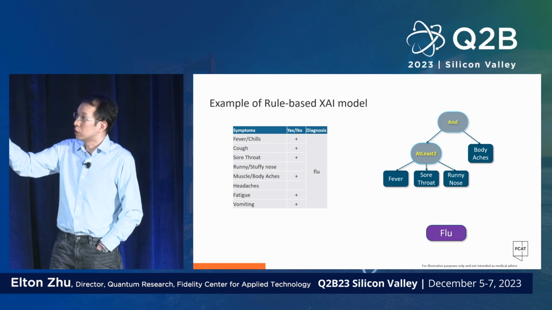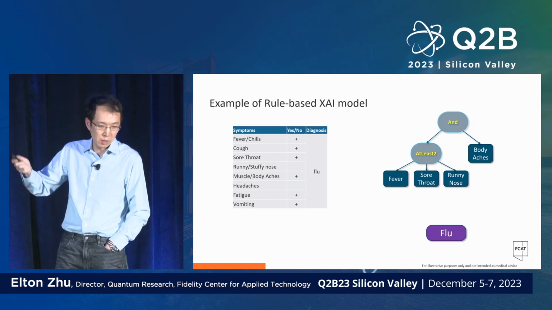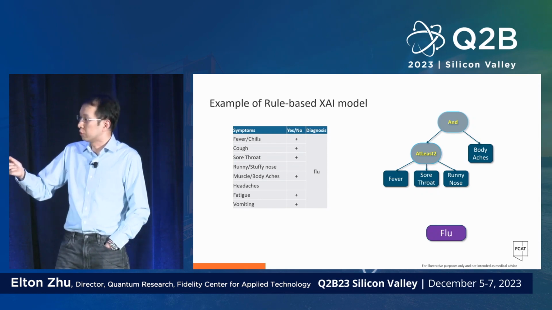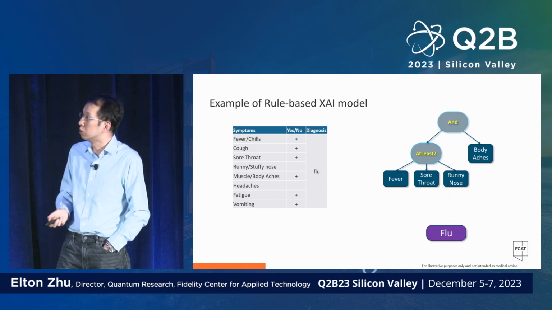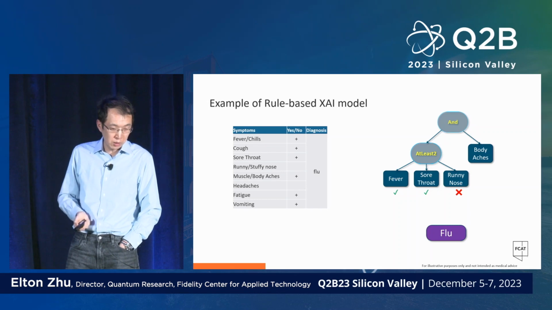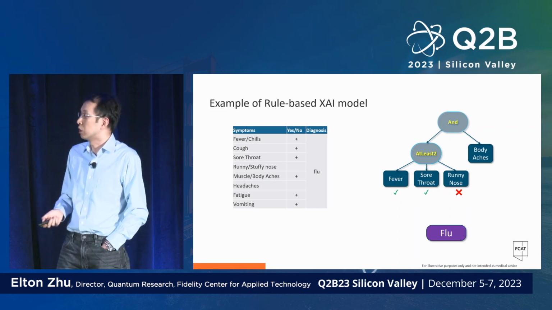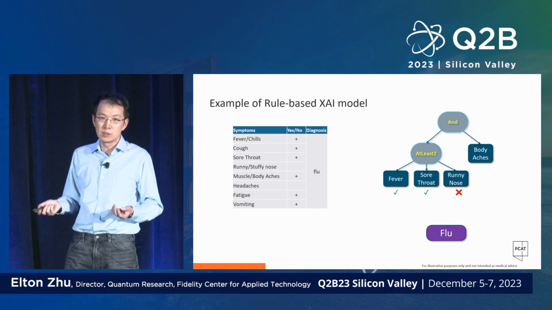The plus signs are the symptoms that I have, and if there's no plus, then it means that I don't have that symptom. So for example, if we first look at the bottom part of the rule, it seems that this patient has fever and has sore throat. It doesn't have a runny nose, but that's fine, because our condition says that at least two of the conditions are satisfied. Then this is a yes.